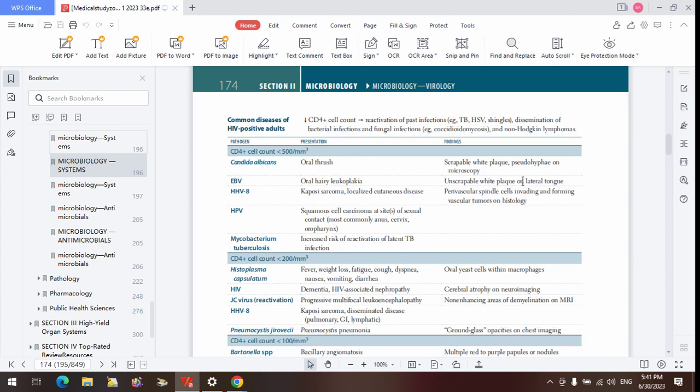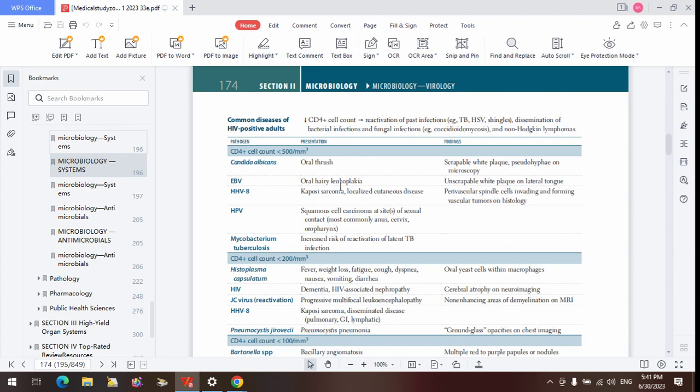So you see budding yeast with pseudohyphae on microscopy. You know that is Candida. For the Epstein-Barr causing oral hairy leukoplakia, you see the unscrapable white plaque. By the time you are trying to scrape this one, it's going to be bleeding because it is very adherent. It will not go.